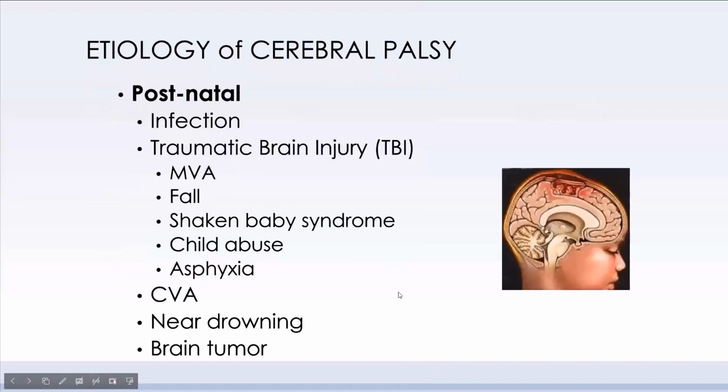And then there are postnatal issues. Child abuse is a big one, TBI, near drowning. So the baby can have a trauma, and we'll talk about TBI specifically next week, where the traumatic event that has caused the cerebral palsy presentation is traumatic brain injury. So oftentimes you may see in a child's chart or an individual's chart that they've had a CVA that has resulted in cerebral palsy, or they may just have cerebral palsy due to CVA.